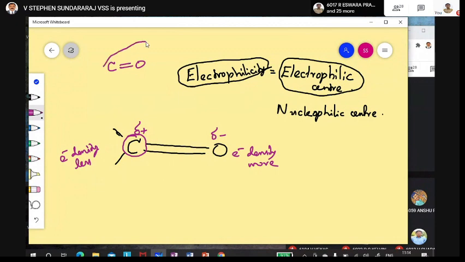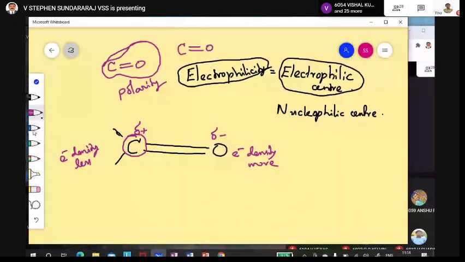We used to write like this; this is one way of representing the polarity. This is also one way of representing the polarity. Another way of representing the polarity is that we can make a bond polar. This is also one way of representing the polarity. So this is electron density: high electron density, low electron density.